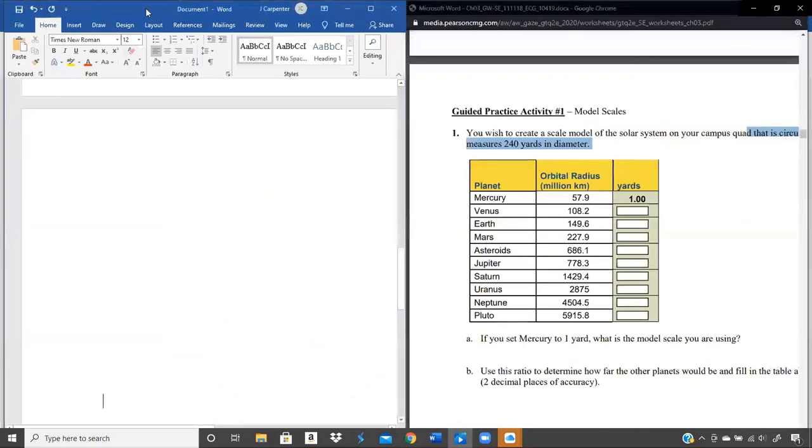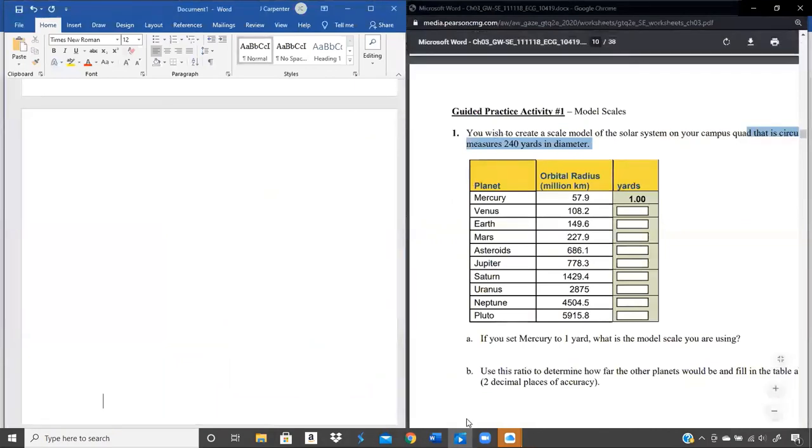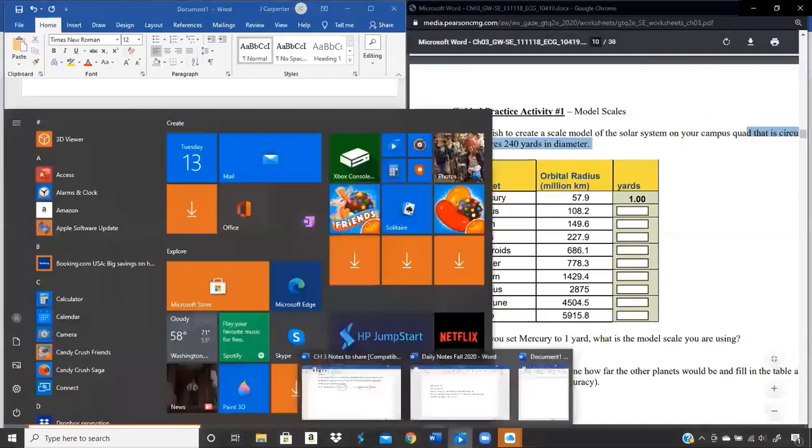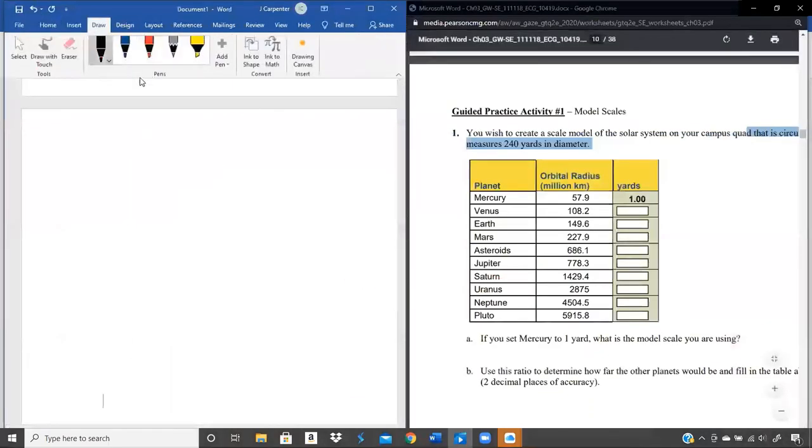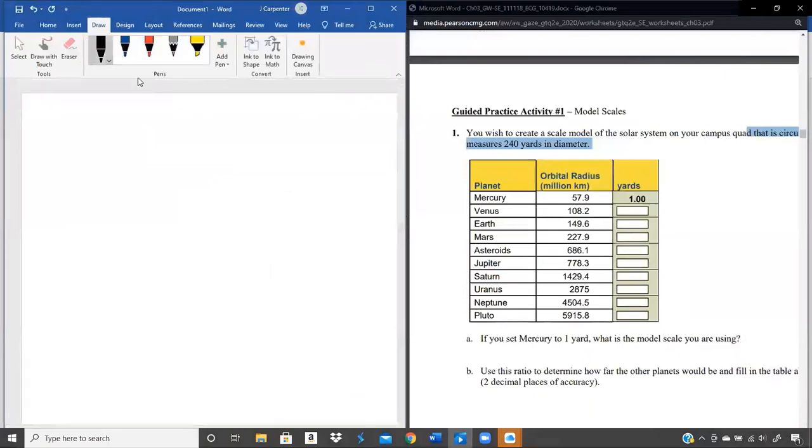So here's what we want to do for the scaling. The two things we're talking about are the model and the actual. So the model's distance and the actual's distance. You can even be super specific and say the model is in yards and the actual is in millions of kilometers.